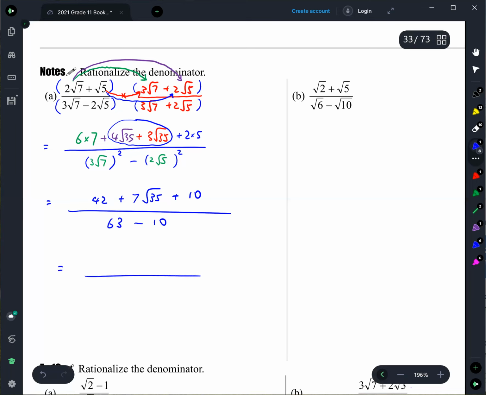So now let's simplify more. I think that should be the last step. 53 at the bottom. Okay. Is it 53? 63 minus, oh, it's not 10. Should be what? Not 10. Jenny, try again. 20. 20, okay. Right. Sorry. Right, so that will be 43. And then the top will be 52 plus 7 root 35.